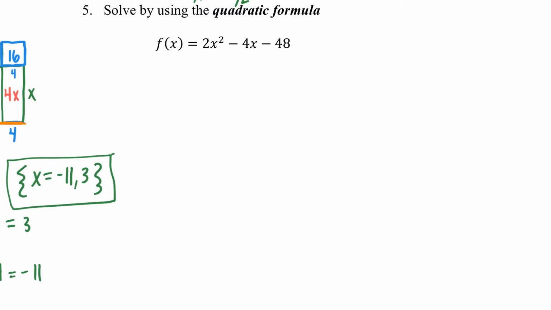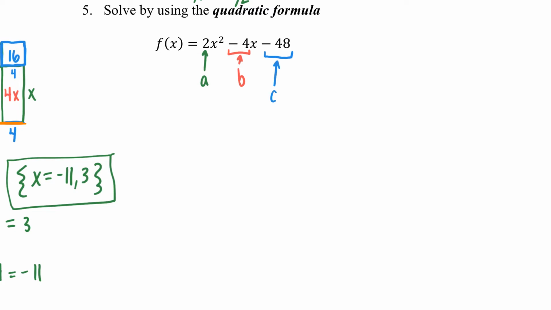All right, number 5, solve by using the quadratic formula. The first thing we have to do is figure out what the a, b, and c values are. So I'm going to label this one as a. The negative 4 here is the b. And then negative 48 here is the c value.